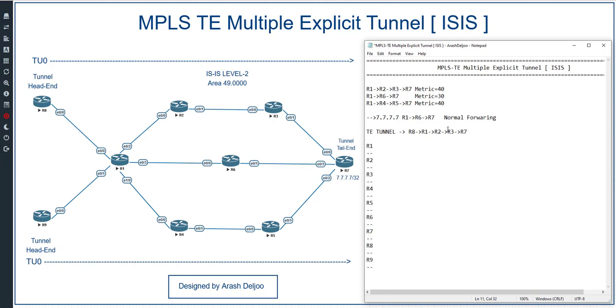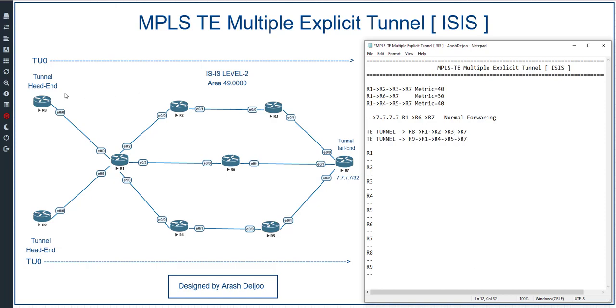This is the first tunnel that we can, for example, configure. And also we can configure another TE tunnel in router 9. This tunnel starts from router 9, then goes to router 1, after that to router 4, then to router 5, and finally router 7.